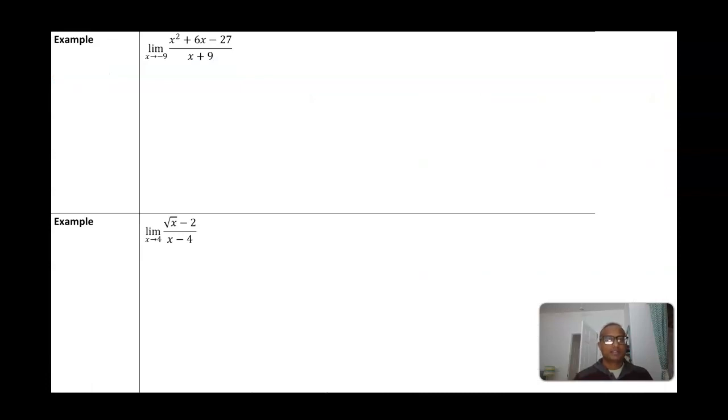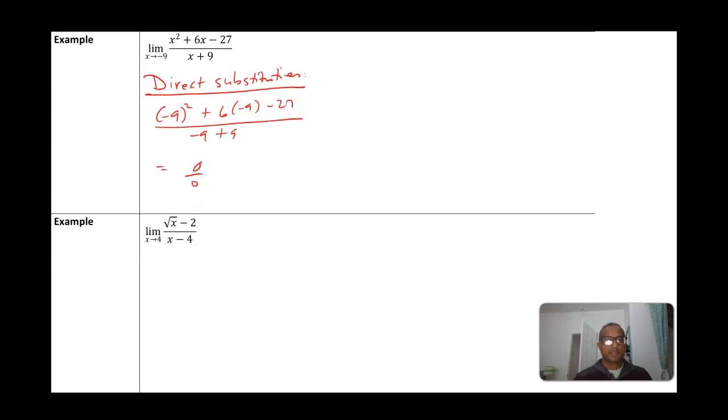Okay, let's take a look at another example. First, always try direct substitution. So if I plug this in, I get the indeterminate form, which is 0 over 0. And of course, feel free to pause this video at any time to copy down the information. Now, since we get the indeterminate form, we have to now factor the numerator.